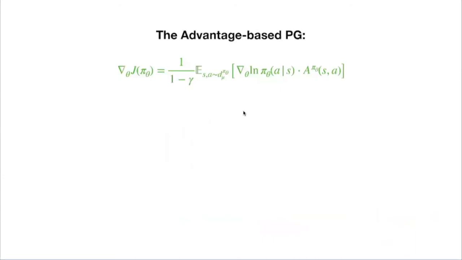All right, so that's the formulation that we will have. What I did here is exactly replacing the Q function by the advantage function. So this is a fact, right? My policy gradient will exactly equal to this.